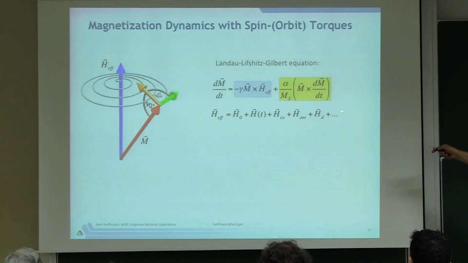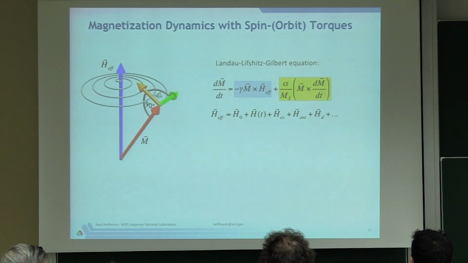There's a second term, which is the damping term, known as the Gilbert damping term. At this point, I'm obliged to say that Gilbert worked for a short time in his life at the Argonne National Lab, although this Gilbert constant came before he worked there.